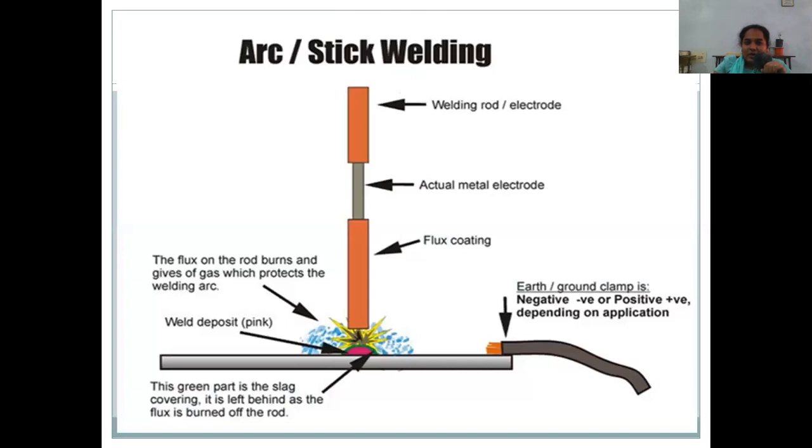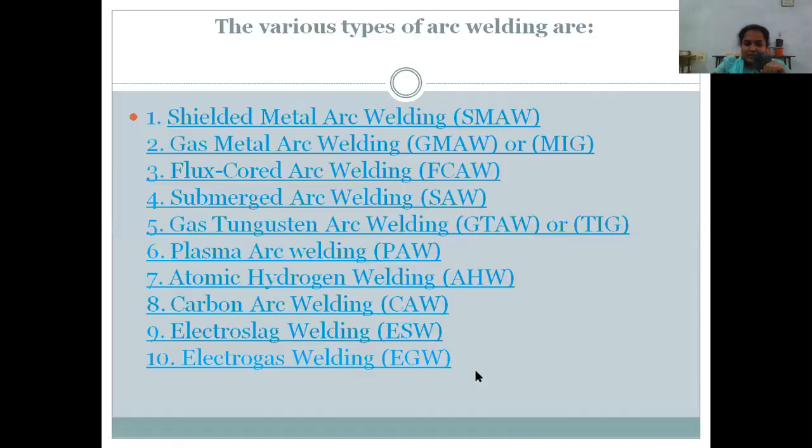So, arc stick welding. In this you can see a welding rod is placed, an actual metal electric rod with a flux coating. The flux on the rod burns and gives off gas that protects the arc welding. So welding deposits over here. You can see this is an earth wire which is connected to an earthing table, where the electrode is used for joining the two metal pieces.